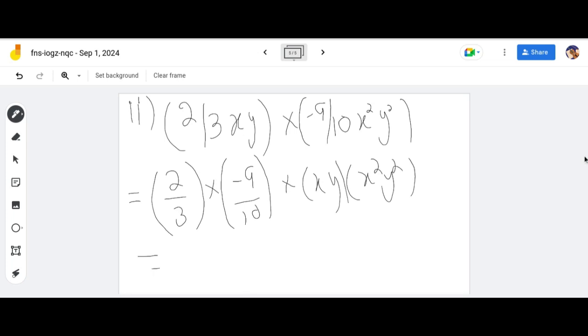Now how do we solve this term? We can solve this term very easily by doing the cutting. Can we do the cutting? Yeah, 3 ones are 3, 3 threes are 9. Very good. 2 ones are 2, 2 fives are 10. So the remaining answer is minus 3 by 5. Then x with x, it will become x cube. y with y square, y cube. Okay, this is the answer.